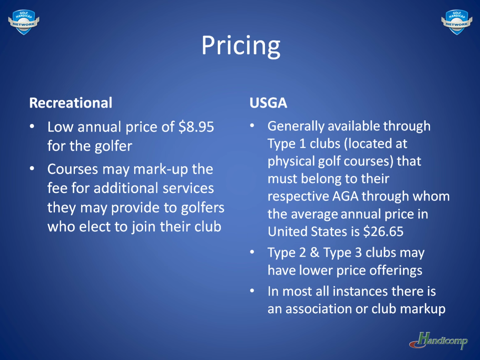With respect to pricing, the recreational system has a low annual price of $8.95 for the golfer, and a course may mark up the fee for additional services they may provide to golfers who elect to join their club. USGA is generally available through Type 1 clubs located at a physical golf course that must belong to their respective AGA, through whom the average annual price in the United States is $26.65. Type 2 and Type 3 clubs may have lower price offerings. In most all instances, there is an association or club markup.